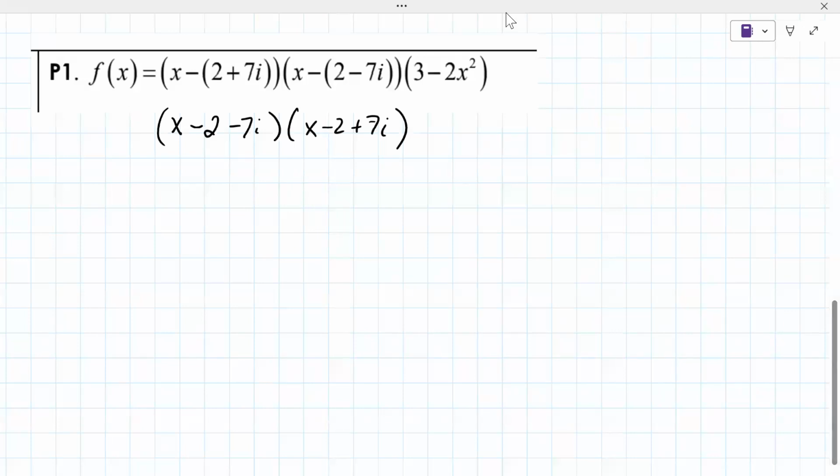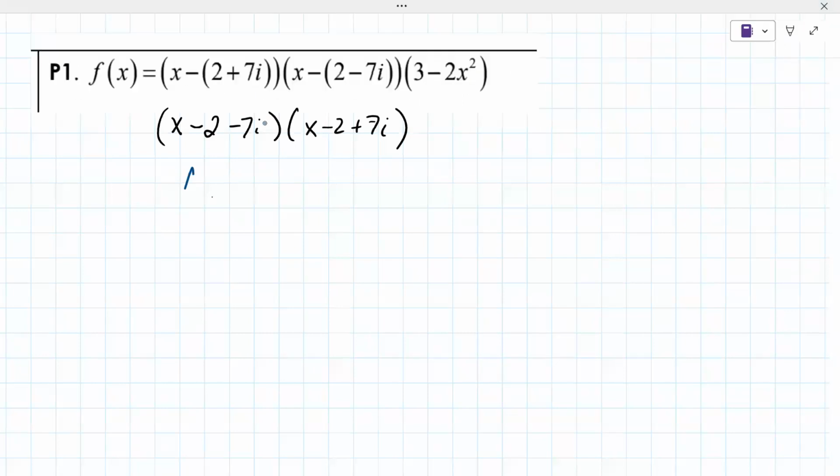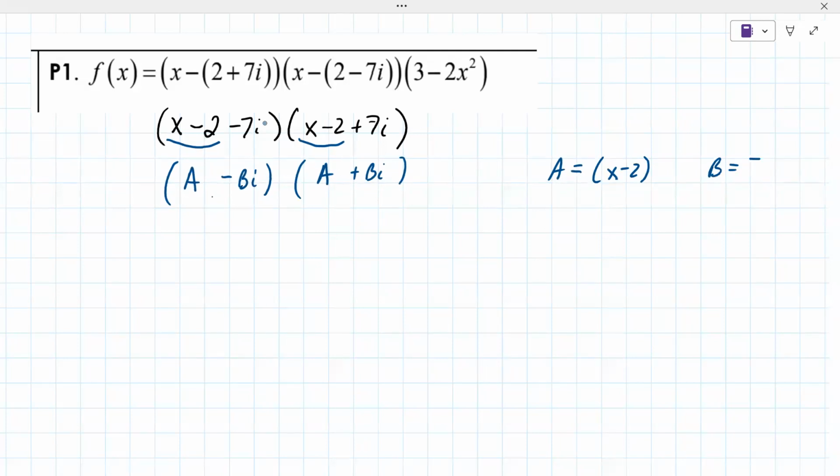Now, believe it or not, it's still in this a plus bi, a minus bi form. So if I'm wrong, you take x minus 2 as a and then 7i as b. Yes, exactly. And your teacher wants you to do this. This is not Matthew showing you some weird advanced thing here. Your b is 7. So it becomes a squared plus b squared when you're all done.